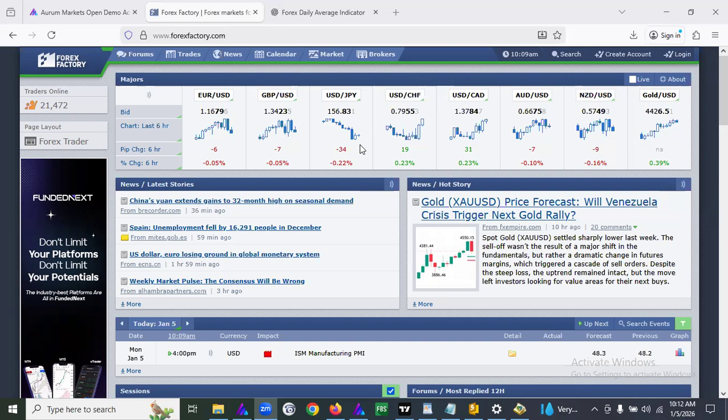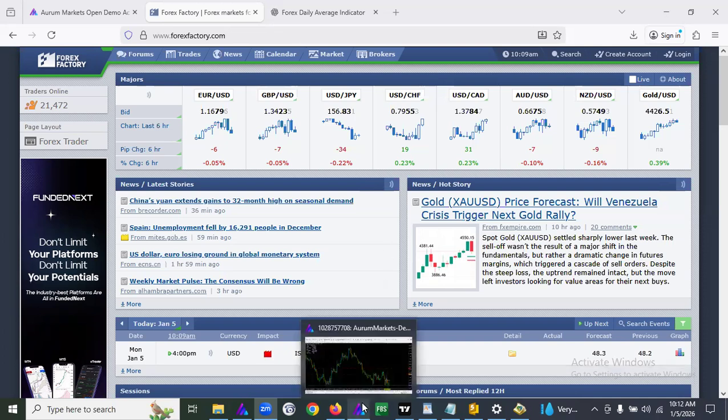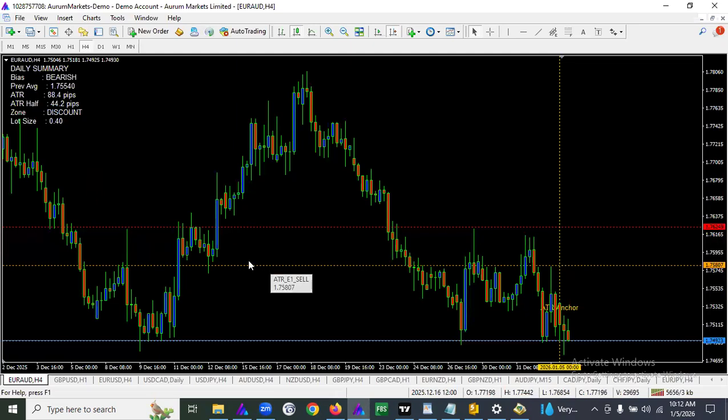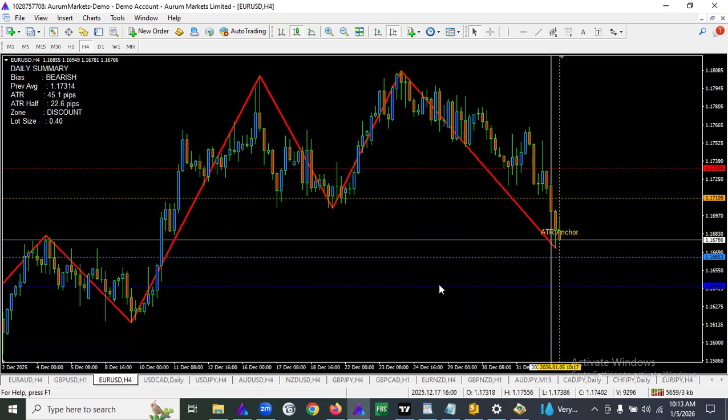My bias for Euro USD is long time is bearish. Yes, but I am expecting Euro USD to do a pullback to premium area so that I can look out for a sell opportunity. Yeah, that's my expectation.